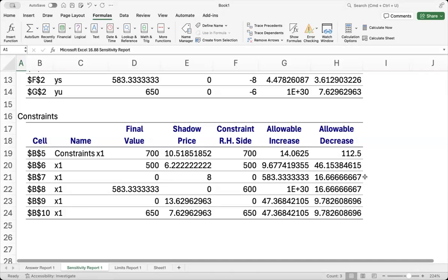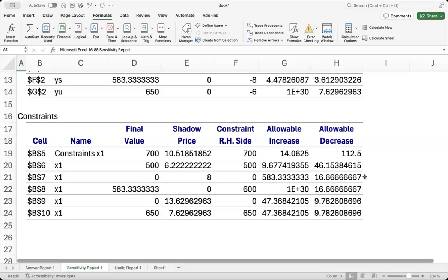If we renovate the process, we buy a new machine, and we have more time on machine one, maybe 710. Allowable increase is 14, right? So that means even at 710, we don't have to solve the problem. The solution remains the same.